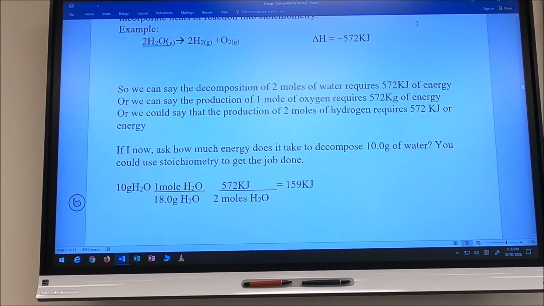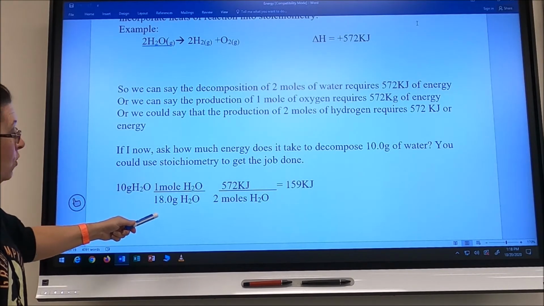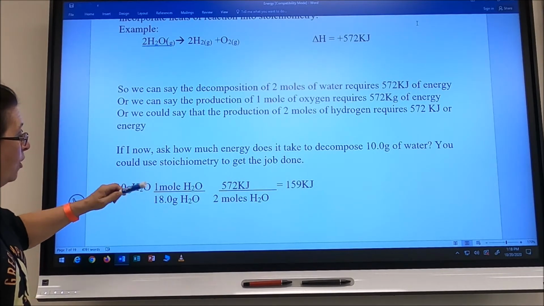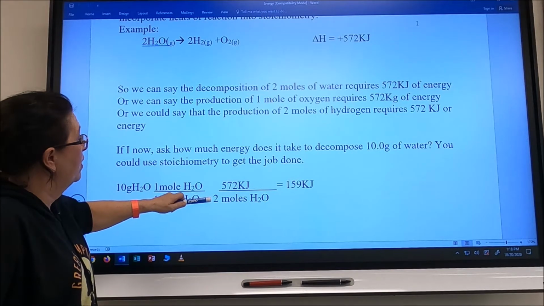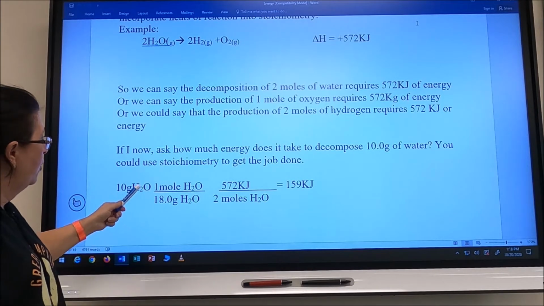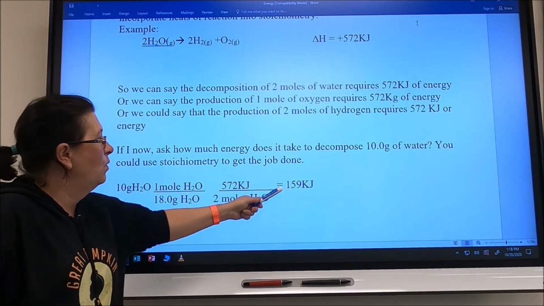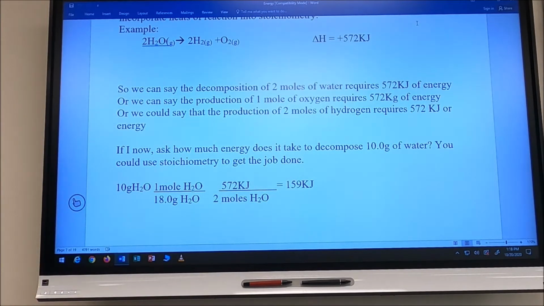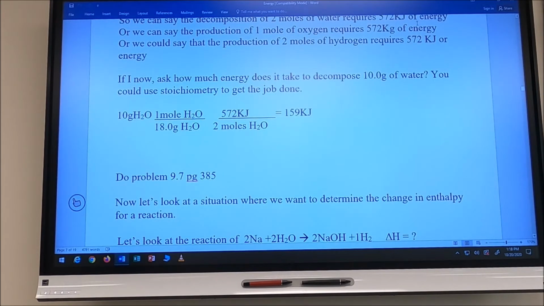Well, using our basic stoichiometry, anytime I'm given grams of anything, then we know the first thing we want to do is go to moles. So I go 1 mole of water for every 18 grams of water. And then from that balanced chemical equation, we know for every 2 moles of water, it requires 572 kilojoules of energy. So if I do the math, 10 divided by 18 times 572 divided by 2 gives us 159 kilojoules of energy. So to decompose 10 grams of water, we'd need 159 kilojoules of energy.